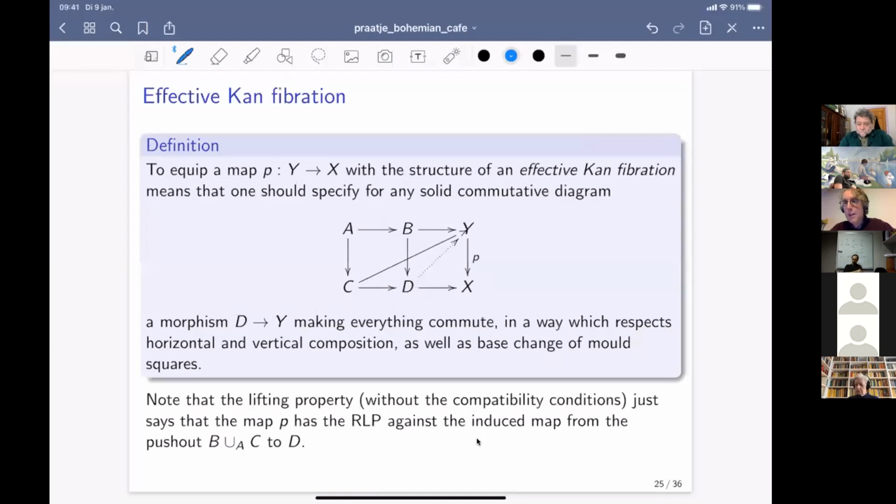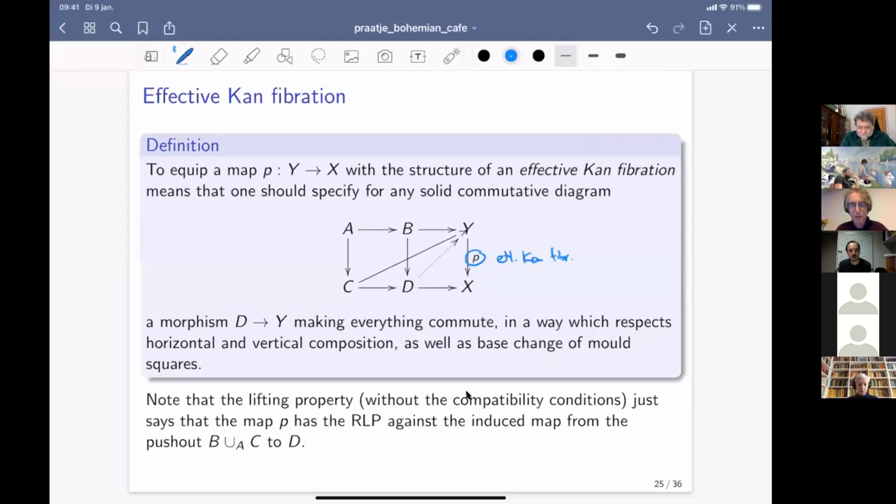Now I can state our definition of an effective configuration. In a way, what I want to say is that these effective configurations are maps which have the right lifting property against the mold squares. And by that I mean the following. Suppose I have a picture which looks like this, a solid picture. Suppose here I have my map P, which I want to be this effective configuration.